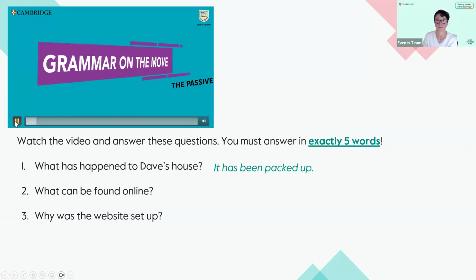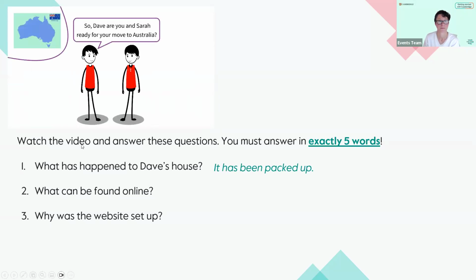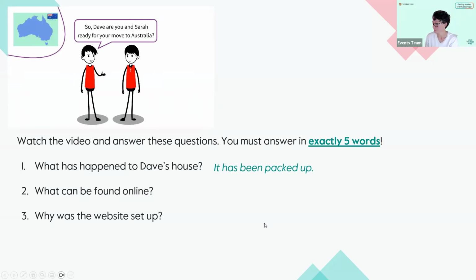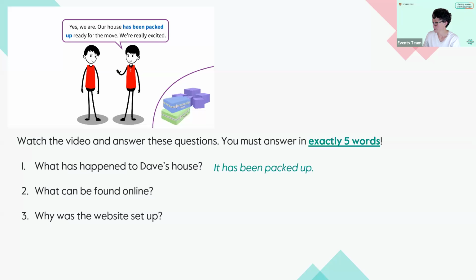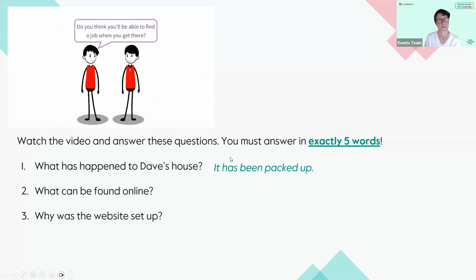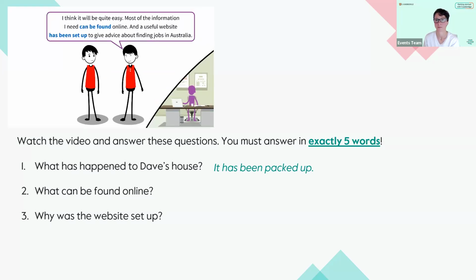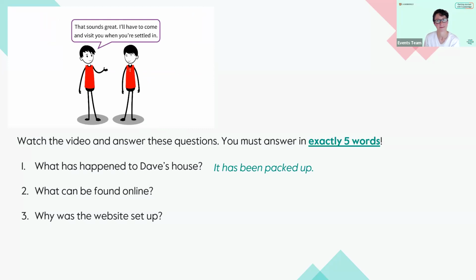Grammar on the Move. The passive. So, Dave, are you and Sarah ready for your move to Australia? Yes, we are. Our house has been packed up ready for the move. We're really excited. Do you think you'll be able to find a job when you get there? I think it will be quite easy. Most of the information I need can be found online, and a useful website has been set up to give advice about finding jobs in Australia. That sounds great. I'll have to come and visit you when you're settled in.